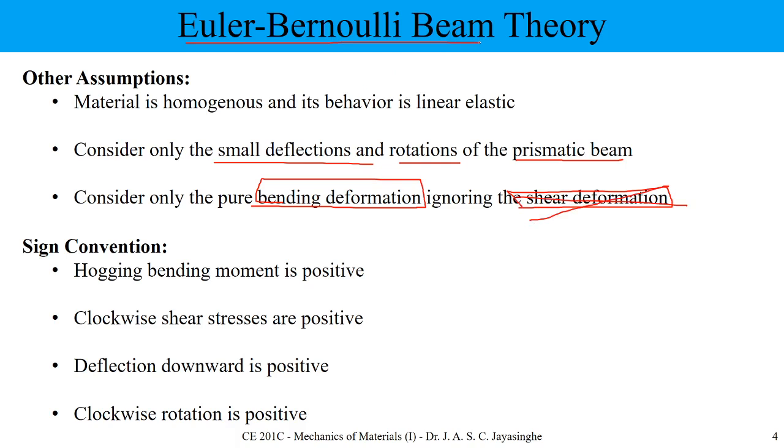Okay, so those are the most important parts when you're going to use Euler-Bernoulli beam theory, or that's the same simple bending formula. And sign convention, this you already know: we call hogging positive. This is for bending moment, clockwise shear positive, that's also something you know. When you come to the deflection, that's the new part.